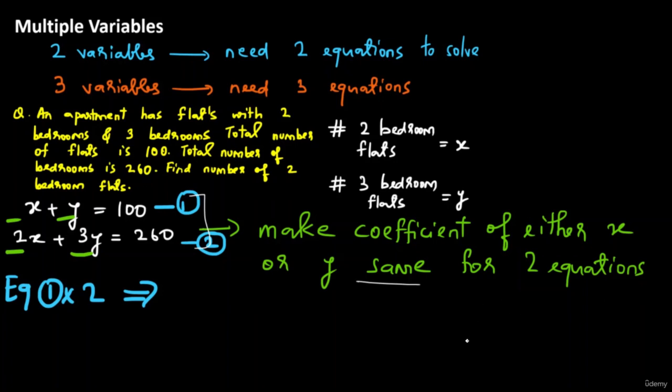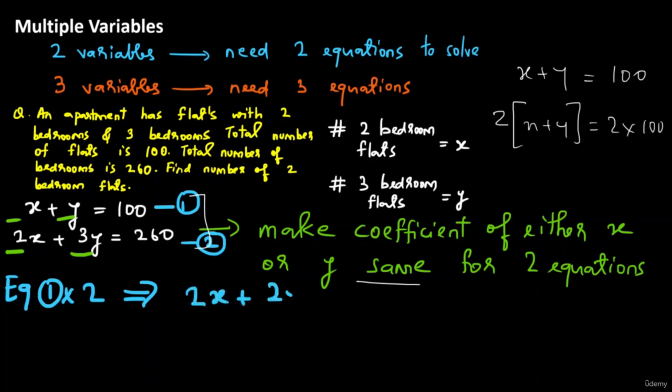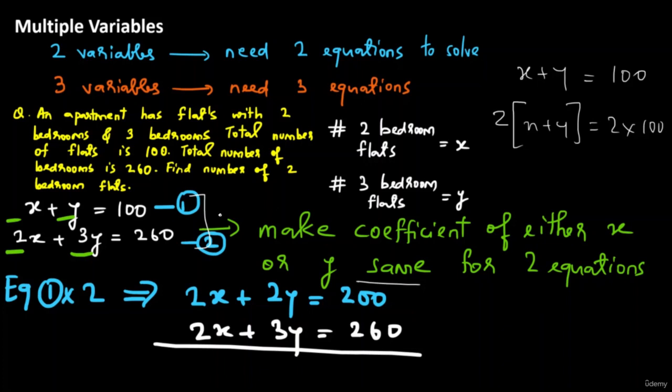We have seen that a balanced equation is like a balance. Whatever you do on the left hand side, you have to do on the right hand side. So I have x plus y is equal to 100. Now I can multiply both the sides with 2. So I get 2 into x plus y is equal to 2 into 100. Right? So that is 2x plus 2y is equal to 200. And the second equation is 2x plus 3y is equal to 260. Now let me subtract this minus this. So if this is equation A, this is equation B, what I am doing is A minus B.